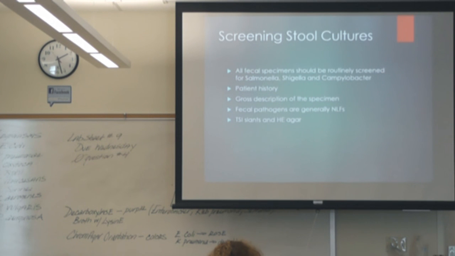So, really, I want to know, what are you routinely screened for? And right there, they're going to be screening for Salmonella, Shigella, and Campylobacter when they're in the hospital. They're also going to have the patient's history, okay? What's the description of the specimen? And then, interestingly enough, most fecal pathogens are going to be non-lactose fermenters, okay? Gross specimen. The other thing is, in the lab, a lot of times their go-to things are going to be TSI slants, which you guys know. And ironically, not so much MAC, but HE agar, okay? They'll use the HE agar a lot of times.